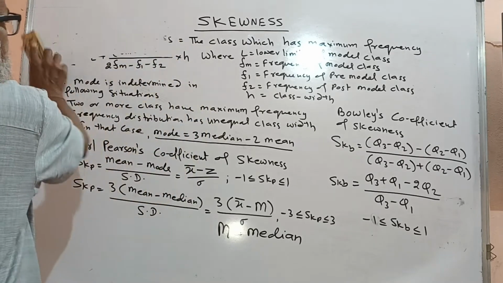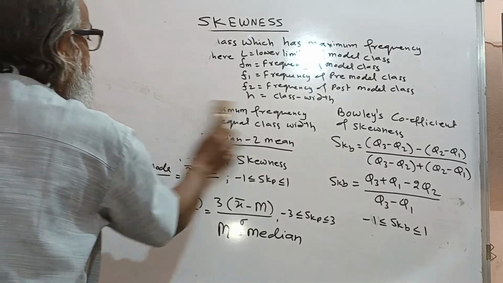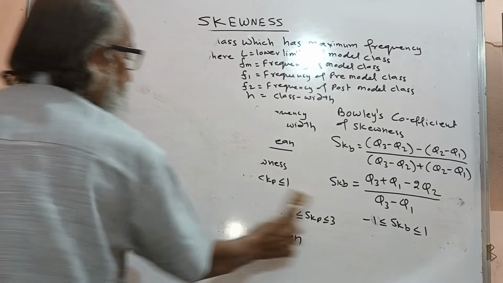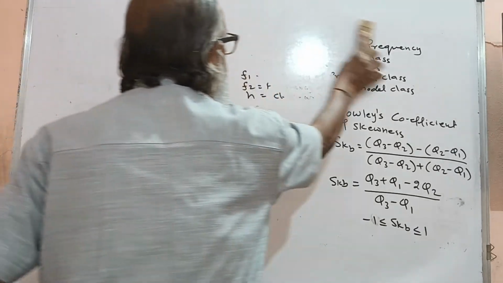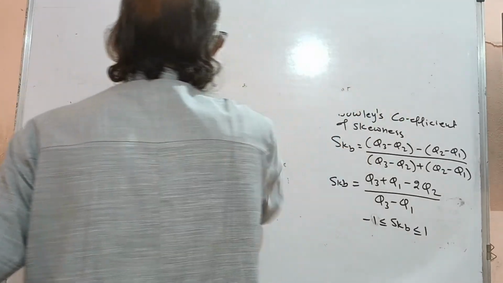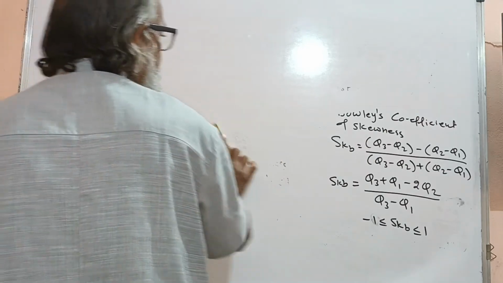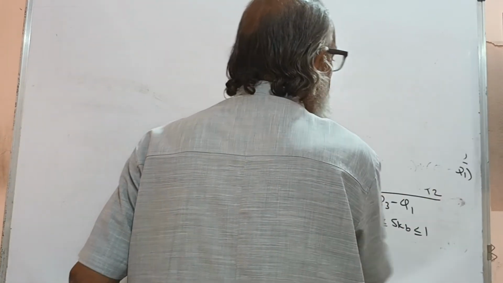Now we'll see what skewness actually means. These are the important formulas. That's why I have given them in the beginning of the chapter, so that it is easier for you to know which formulas are to be used.